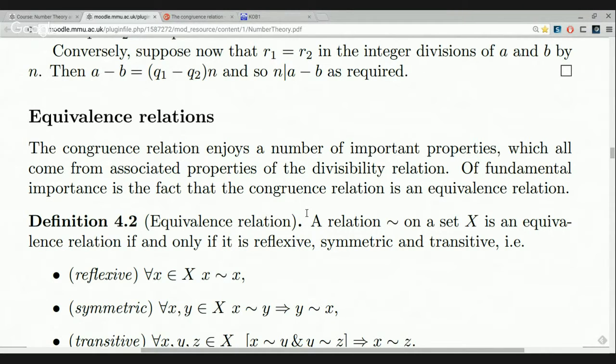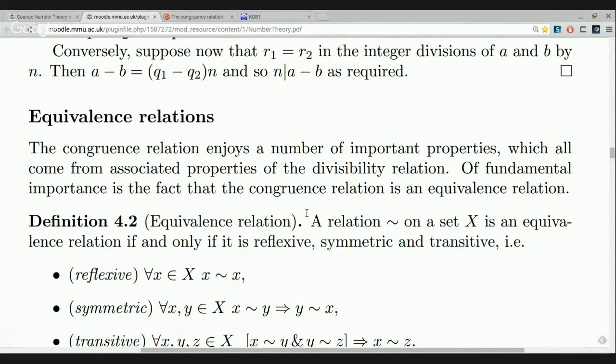So A congruent to B mod n is a relation on A and B. When you put in values for A and B, it gives you a particular statement. The statement may be true or false, depending on whether or not they do have the same remainder after you divide by n. So this is a relation.